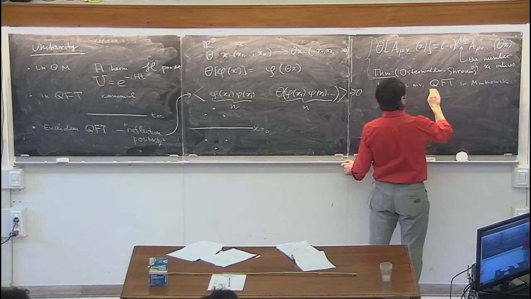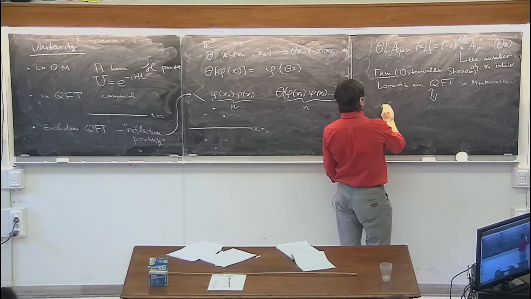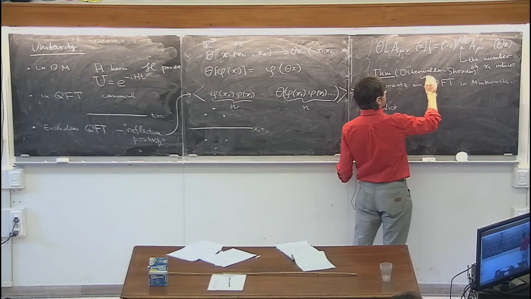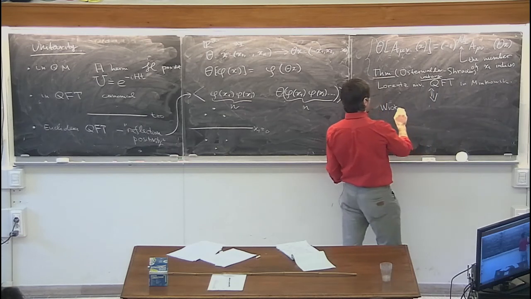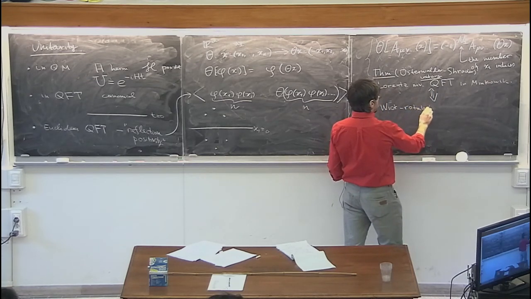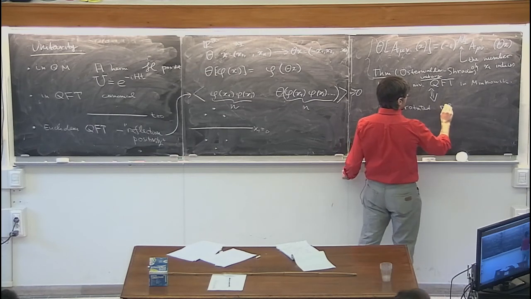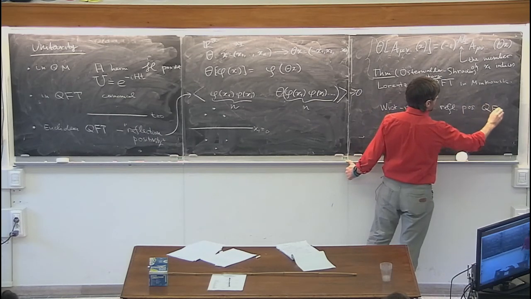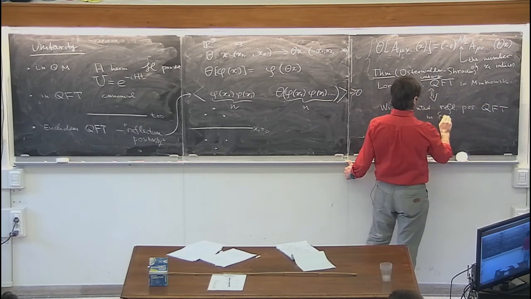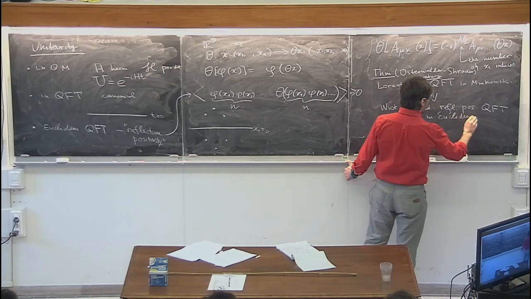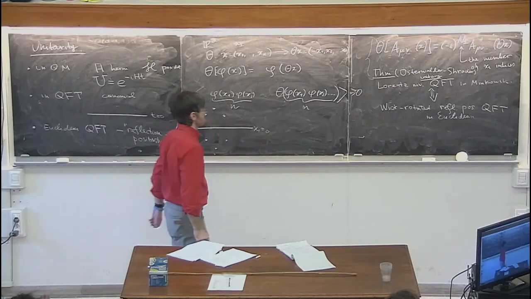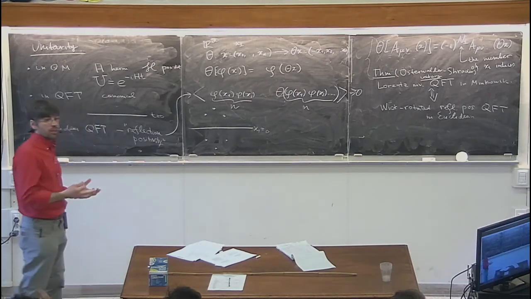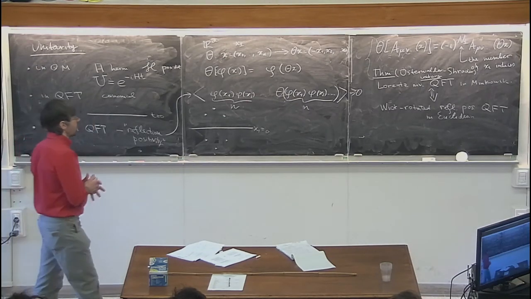this is equivalent to having a Lorentz invariant unitary QFT in Minkowski. This is equivalent to having a Wick rotated reflection positive QFT in Euclidean. So reflection positivity is really the Euclidean space analog of unitarity.